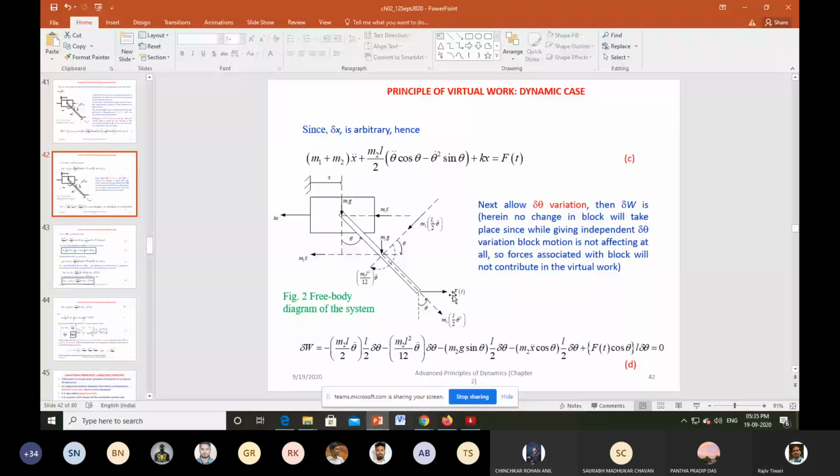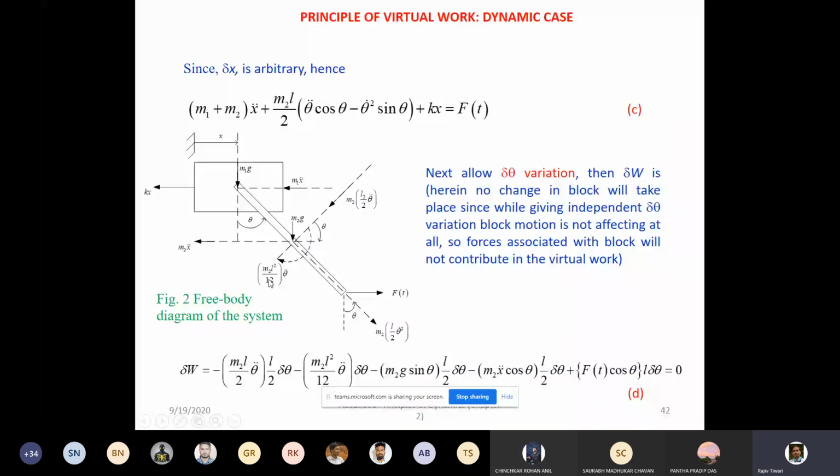This is the couple. How will we get the virtual work with that couple? With the couple into the angular displacement. So this is the couple, and this is the angular displacement. For force we need to multiply by the linear displacement. For couple we need to multiply by the angular displacement. So delta theta is the virtual displacement we are given, and this inertia couple is opposite to the motion, so that's why it is negative. So it's clear?